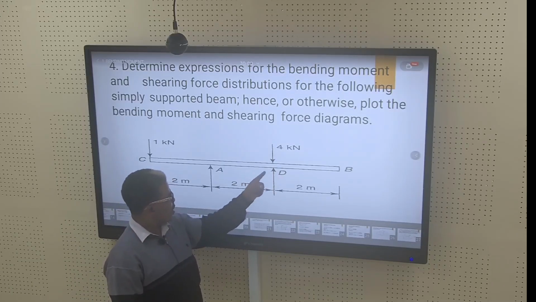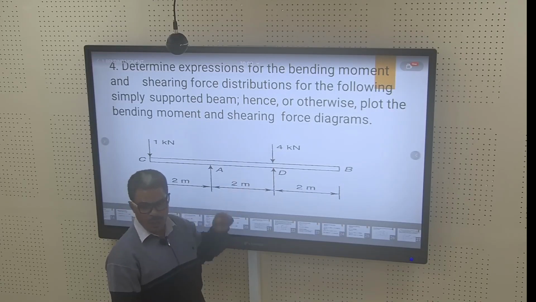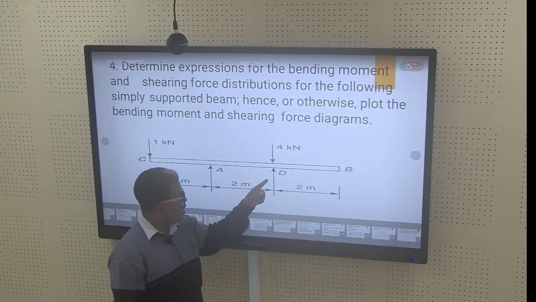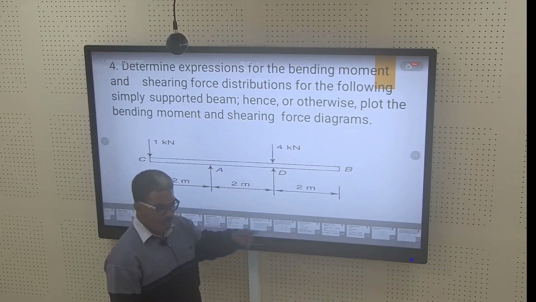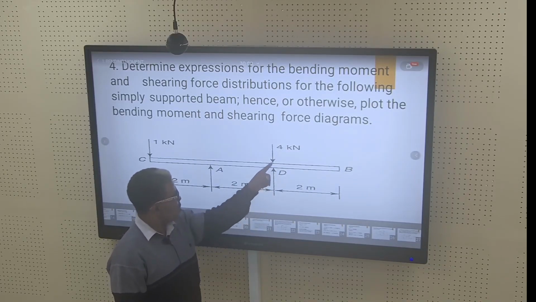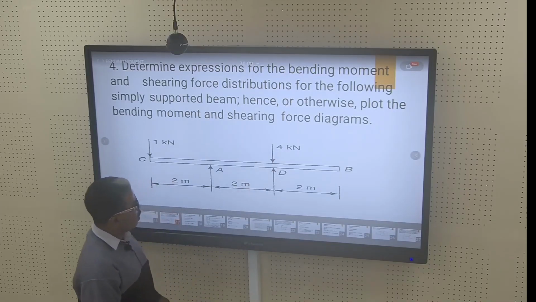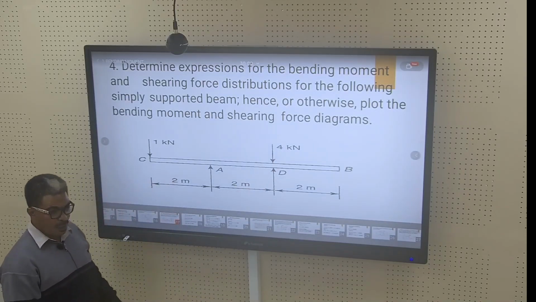So there is no distance to reach this 4 kilonewton. We are standing at D. So the force is 4 kilonewton, but the distance is not there because we have not moved. We are at D. So taking a moment with regard to this force 4, the moment will be 0.